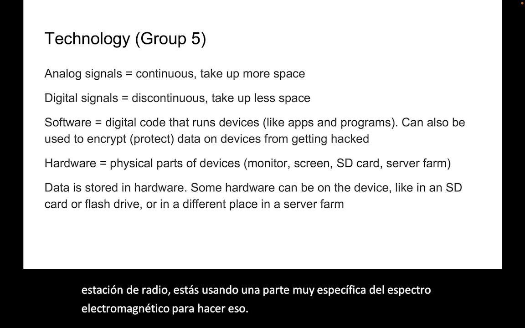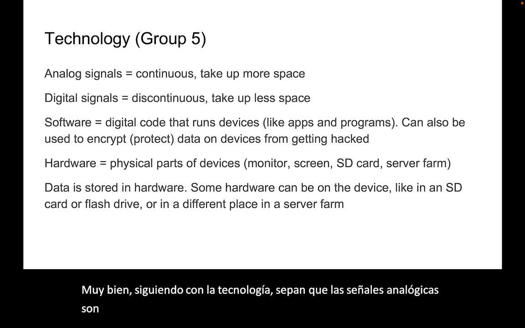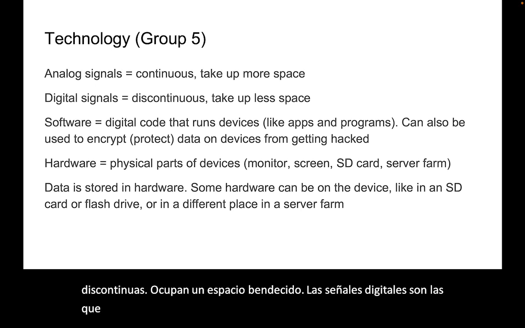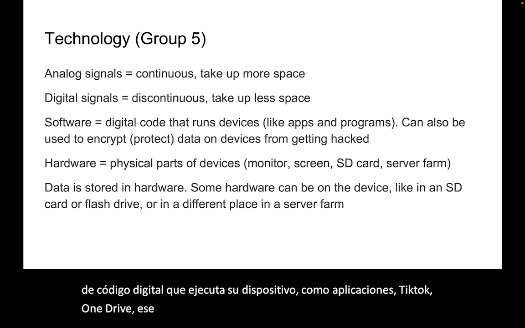All right, continuing on with technology. Know that analog signals are continuous, they take up more space, and digital signals are discontinuous, they take up less space. Digital signals are the ones that we use more of nowadays. Software would be any of the digital code stuff that runs your device, like apps, TikTok, OneDrive, that kind of thing. And it can also be used to encrypt and protect the data on your device from getting hacked, so that is useful.